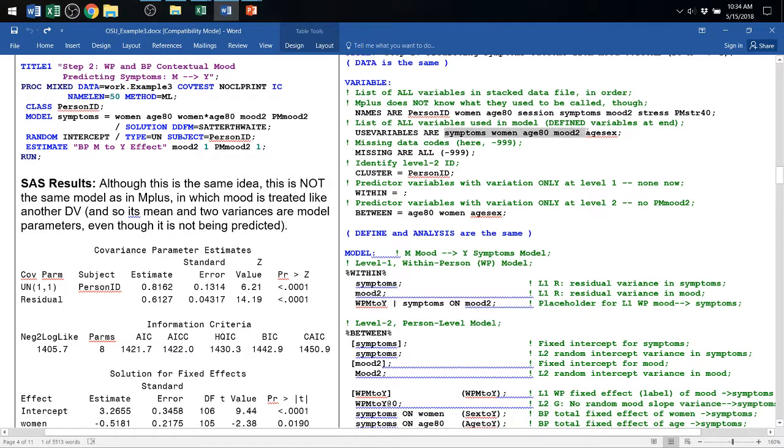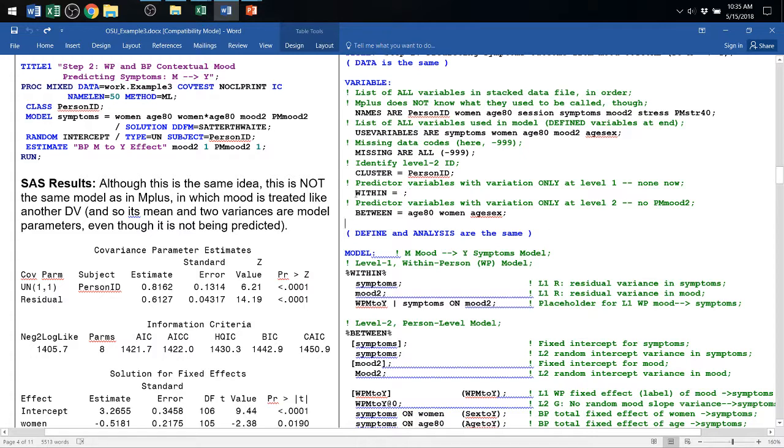So here are the variables we're putting in the model. Symptoms is my level 1 outcome. Women is a level 2 predictor. Age 80 is a level 2 predictor. Mood 2 is time varying negative mood centered at 2, so that 0 means something. So even though I'm going to let M+ partition its variance, I still want 0 to mean something because it's a predictor. Those rules still apply. Last but not least, I have the level 2 interaction between age and gender, which was made and defined.